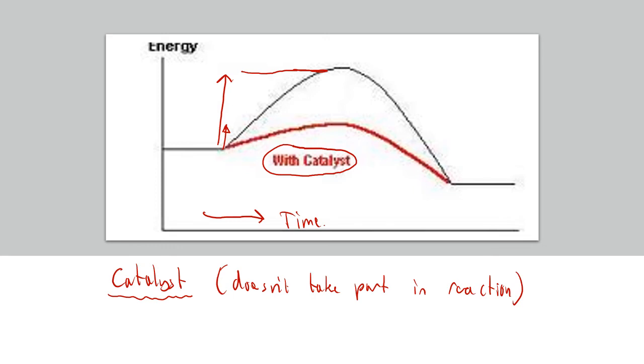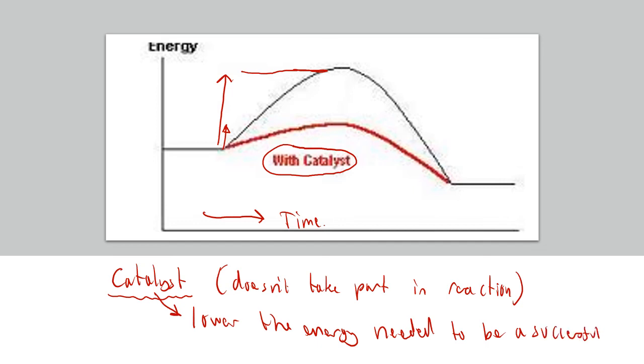So all a catalyst does is lower the energy needed to be a successful collision. So when they collide, they need energy, and a catalyst makes it so that even collisions with lower energy work. Okay, I'll let you sketch that out and then unpause and move on.